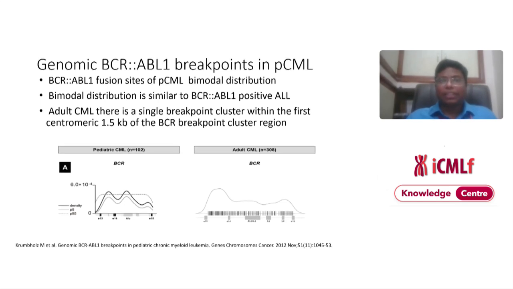Coming to the biology, the BCR-ABL fusion sites of pediatric CML have a bimodal distribution. As we can see on the left side of the figure, there are two peaks, and this bimodal distribution is similar to BCR-ABL positive ALL. However, in adult CML, there is a single breakpoint cluster within the first centromeric 1.5 kilobase of the BCR breakpoint cluster region. As we can see on the right side of the figure, there is only one peak.